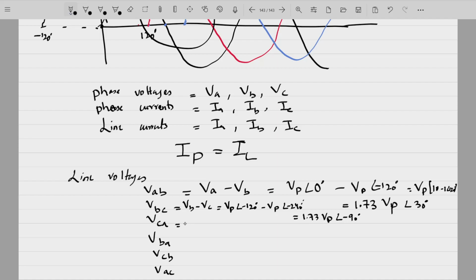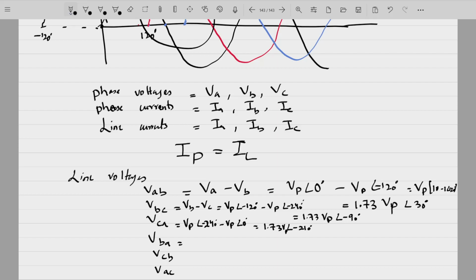VCA आप निकाल सकते हो, फिर VCA will be VP angle minus 240 minus VP angle 0 degrees. So this will come out to be 1.73 angle minus 210 degrees. ठीक है. VP कॉमन निकाल के अंदर 1 एंगल minus 240 minus 1 एंगल 0 आएगा. So this will be equal to 1.73 VP angle minus 210 degrees.